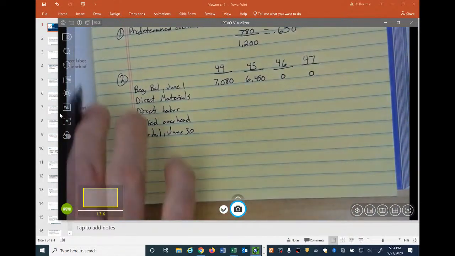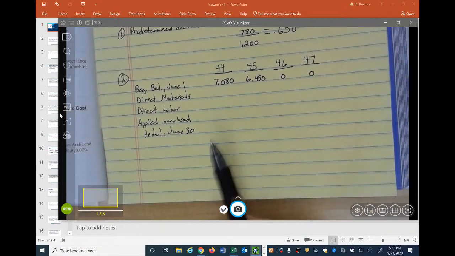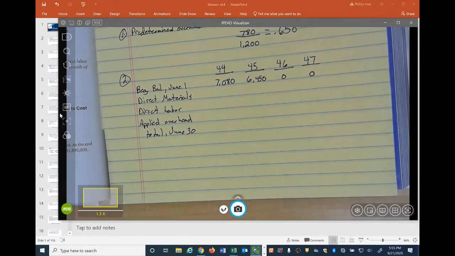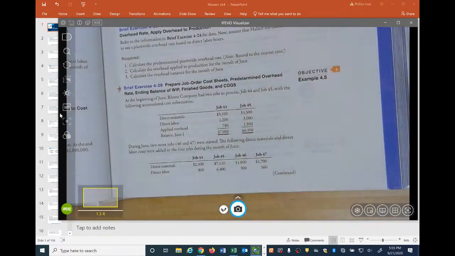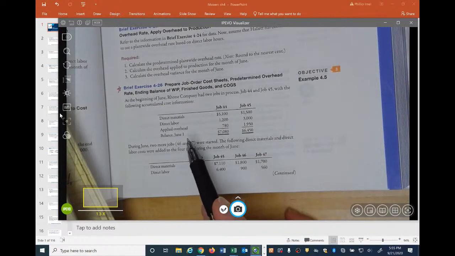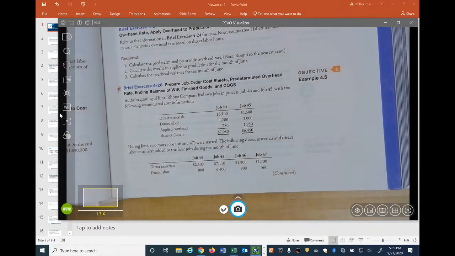So everyone understands the chart here and understands where I got these beginning balance numbers right here. Anyone unsure on anything we've done thus far? Make sense to everybody? Okay, next, it says direct materials. So what about for job 44? What are the direct materials going to be?